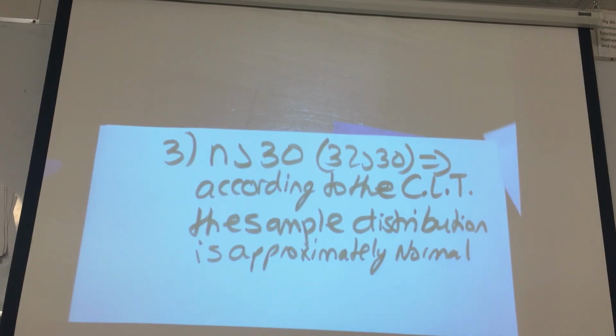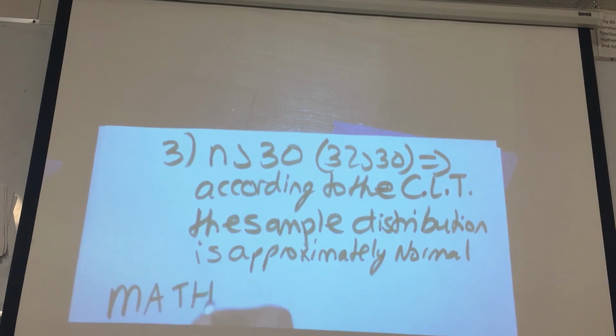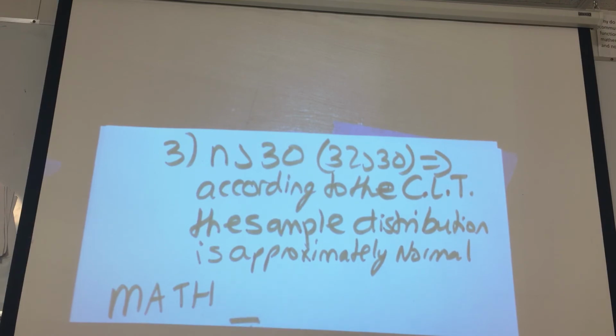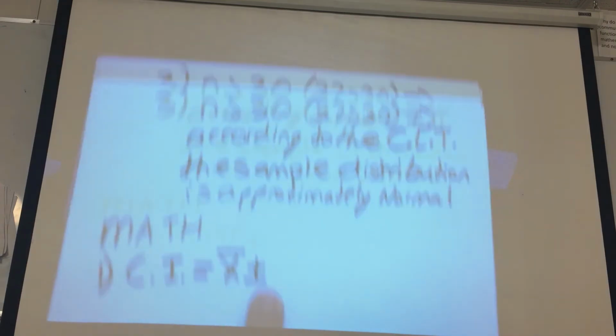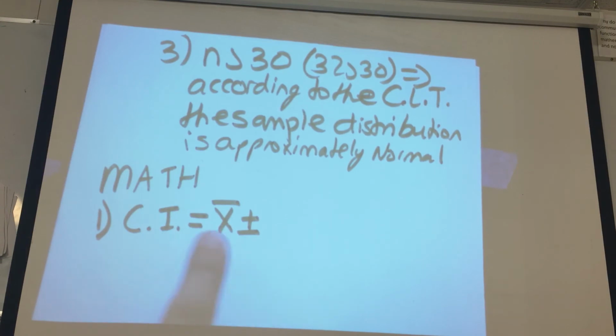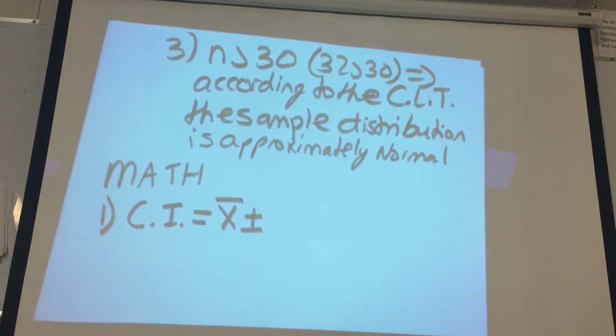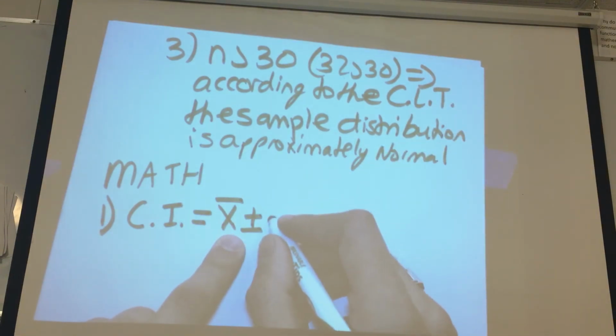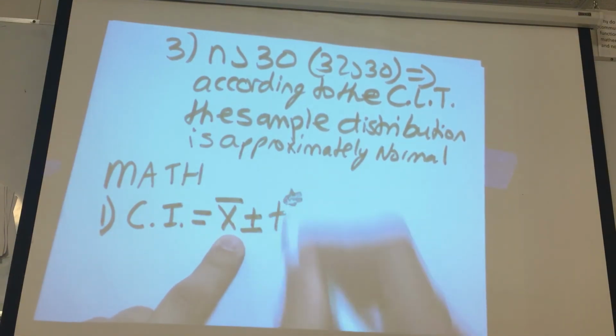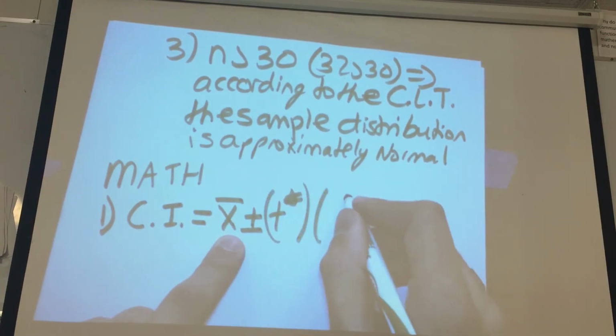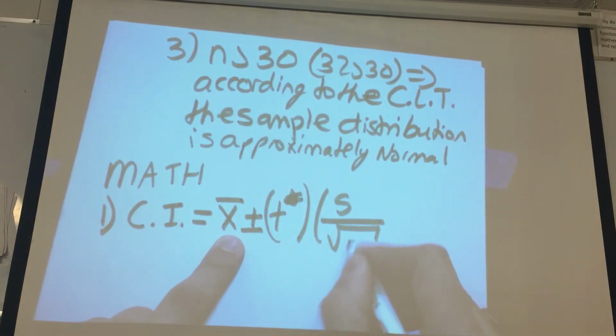And now the next step is the math. So the math, we always start by writing the formula. So we're going to say that the confidence interval, CI, is x bar plus or minus the margin of error. And again, it's x bar because this is a t-interval to be specific. X bar plus or minus, and the formula was t star times s over square root of n.